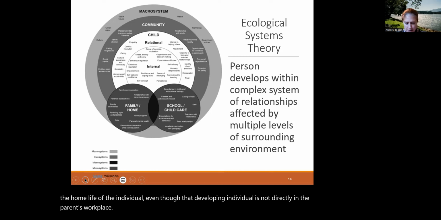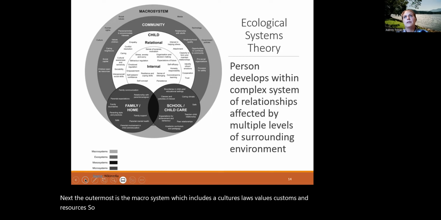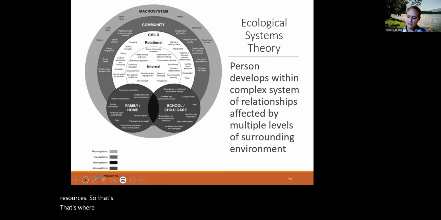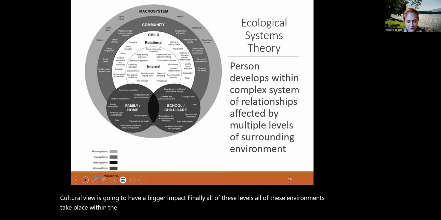Next, the outermost is the macrosystem, which includes a culture's laws, values, customs, and resources. So that's where things like a collectivistic or individualistic cultural view are going to have a bigger impact. Finally, all of these levels, all of these environments take place within the chronosystem. The chronosystem is the temporal dimension, or the time dimension.